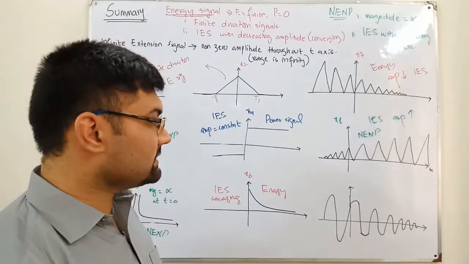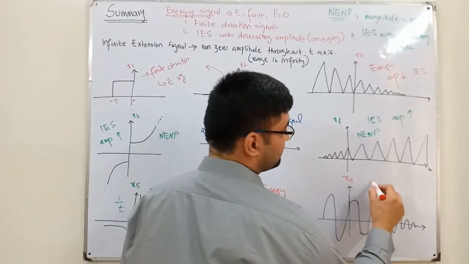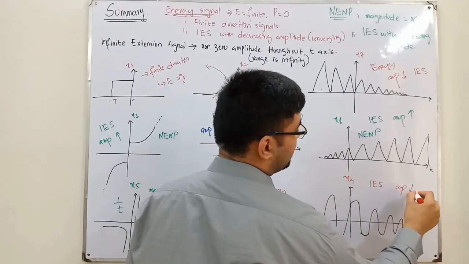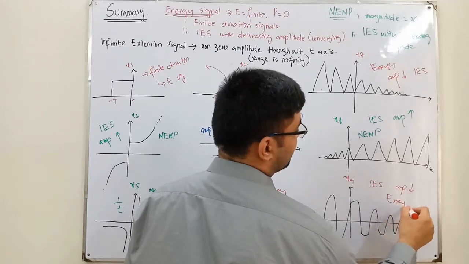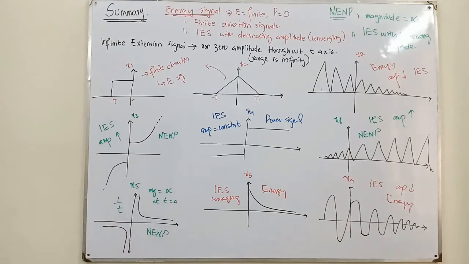And finally, for x9 of t, again the amplitude is decreasing, infinite extension, amplitude decreasing. So, this is again an energy signal. So that's a power signal, okay? So let me confirm from my notes. Finite duration, then this one is infinite extension, neither energy nor power. Finite duration, but amplitude is neither increasing nor decreasing. So power, peak value is decreasing with time, so energy, neither. Yes, so that's about it, okay? That's about it.